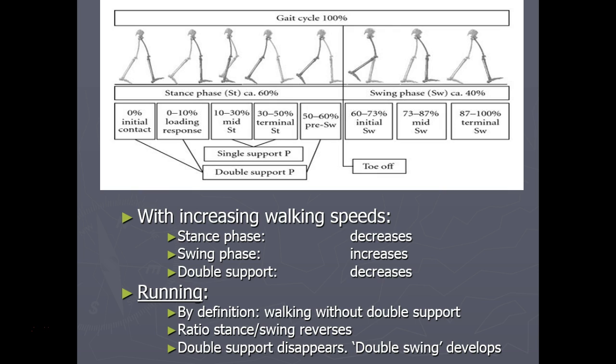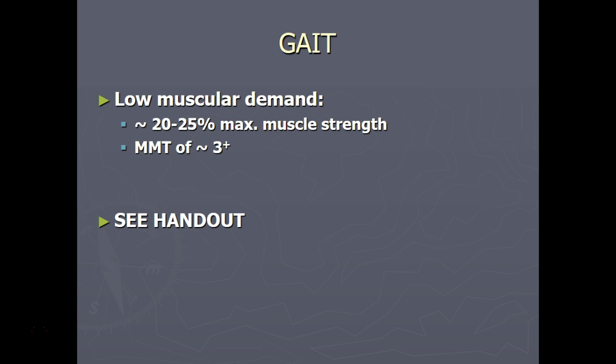We really do not want our runners to have 60% stance phase. What does that mean? Increased chronic injuries, increased injuries throughout the entire kinetic chain. So again, such a beautiful design that we have in terms of the human body. What do we know about gait? Gait requires really low muscular demand. Approximately 20% of maximum muscle strength is required, which is the equivalent of a 3 out of 5 on a manual muscle test. And so tomorrow, when I see you guys, I'll give you a handout on what muscles are actually being activated during the actual gait cycle.